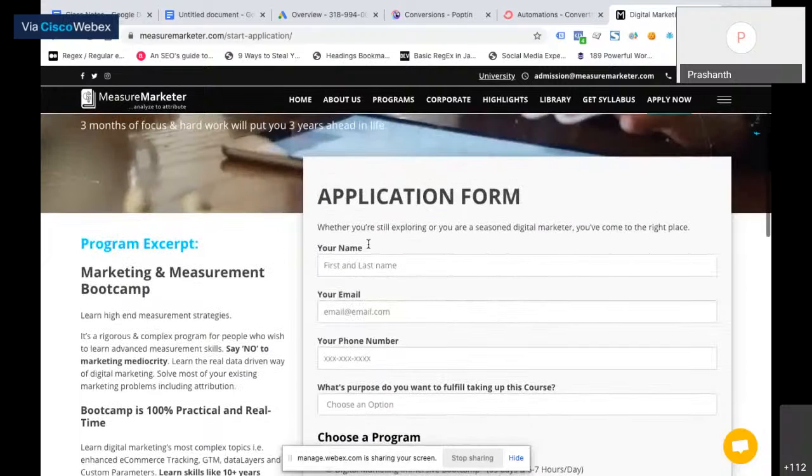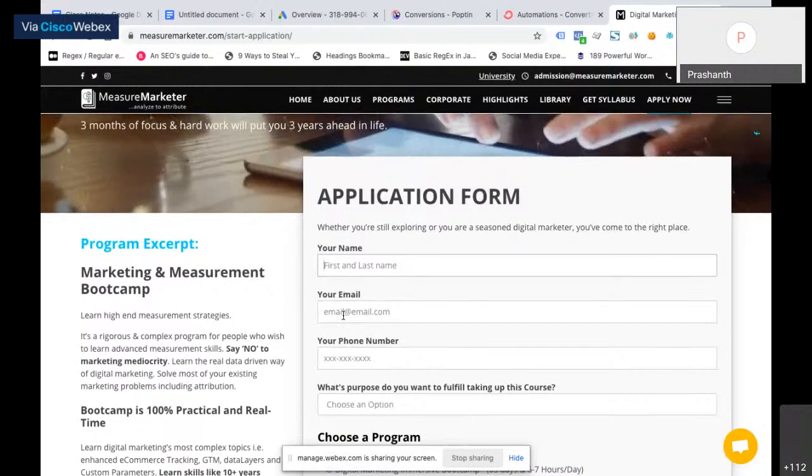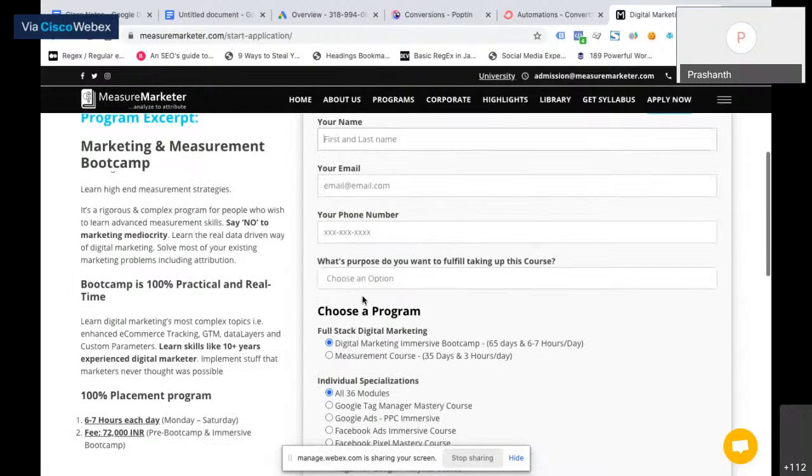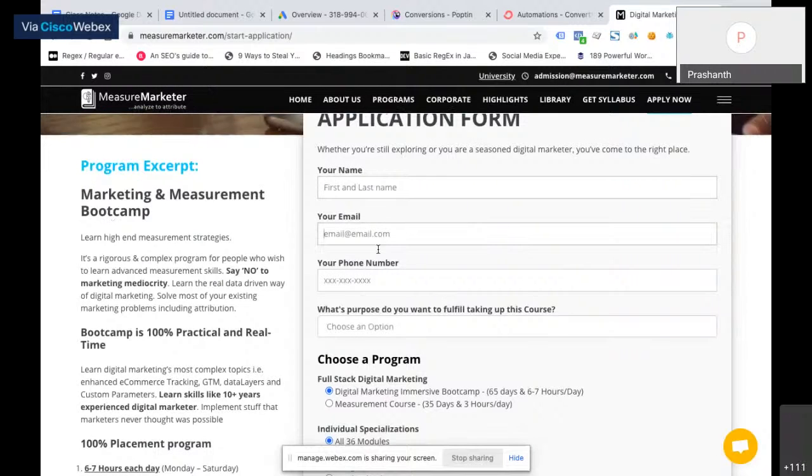I can know how many people have started filling the application here and dropped. How many people have filled the application till here and dropped. I want to know which field is dropping more people. How many people started? How many people finished? If people have dropped, where did they drop? Did they drop here? Did they drop here? I can even track how much time you spend on each field.